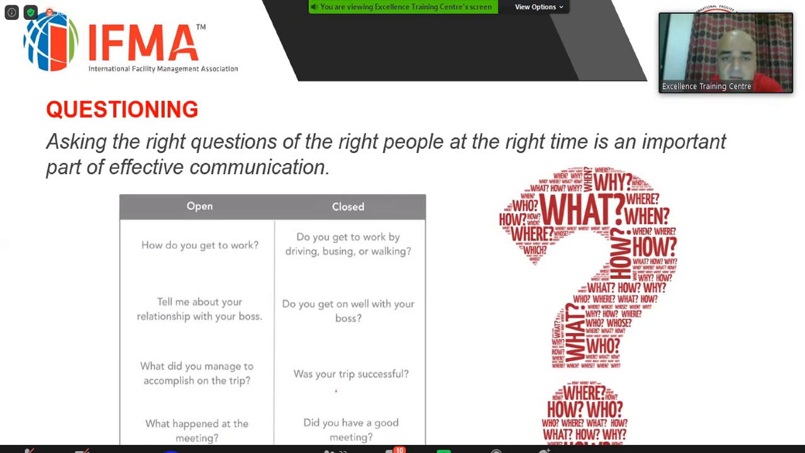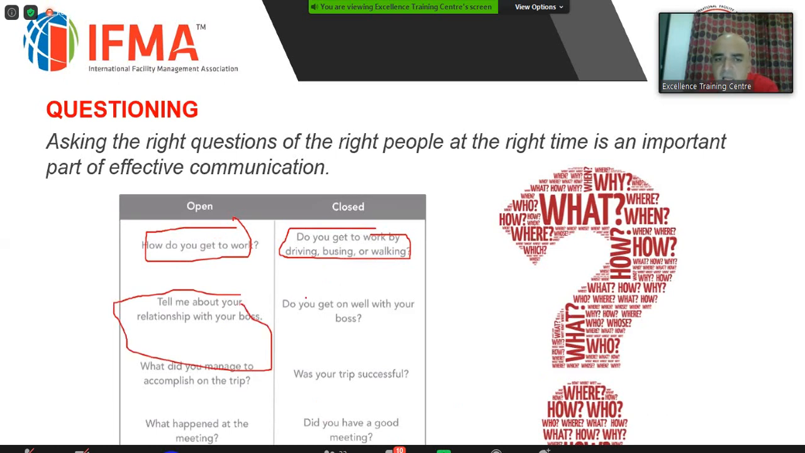If we look at this here, open: how do you get to work? Closed: do you get to work by driving, busing, or walking? Open: tell me about your relationship with your boss. Again, an open question. And here is: do you get on well with your boss? If you want to have a conversation with someone, ask open-ended questions. Don't ask limited questions. If you want to generate a conversation with anyone, don't limit it to: did you like this, yes or no? When you tell them, okay, please tell me what you think about this, you are opening it up.